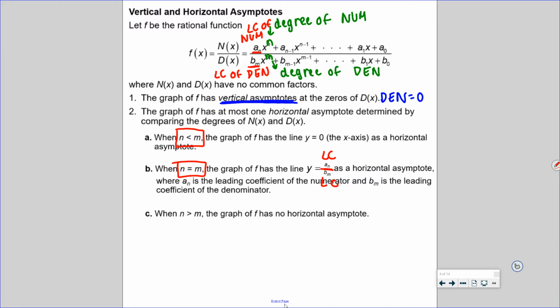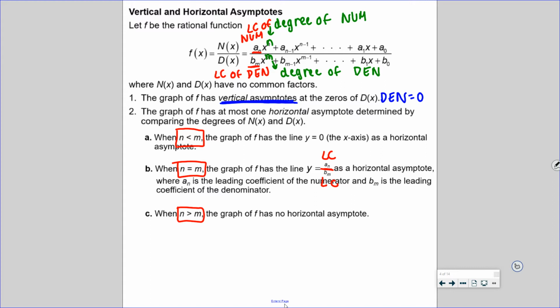And this is the strategy used to find these. Last case scenario, and we'll look at some examples of this. If the degree in the numerator, and think the notation they use, n, think n for numerator, is greater than the degree in the denominator, then there will not be any horizontal asymptotes. And we could have something called a slant asymptote.